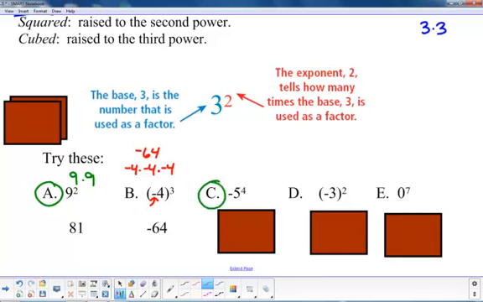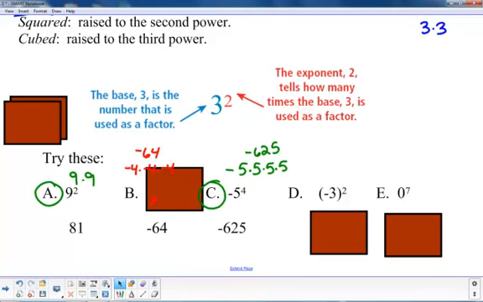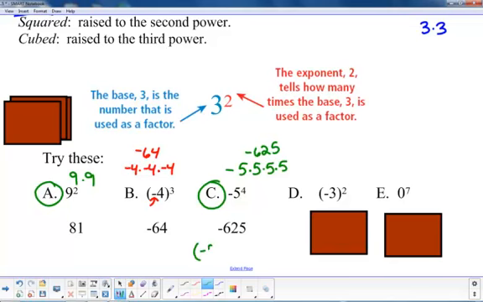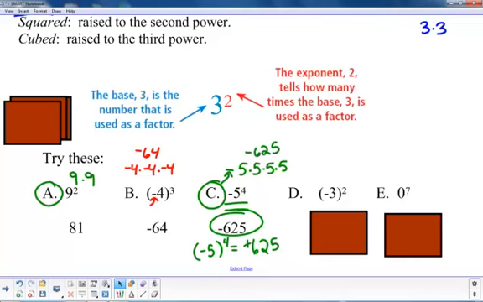This time the negative's out front, so that's negative. And then there are 4 5s. 5 times 5 is 25, times another 5 is 125, times another 5 is 625. So negative 625 should be your answer. If you got positive, it would only be positive if it was like that, because then there's 4 negatives. But this is definitely negative because the negative is out front. It's not to the fourth power.